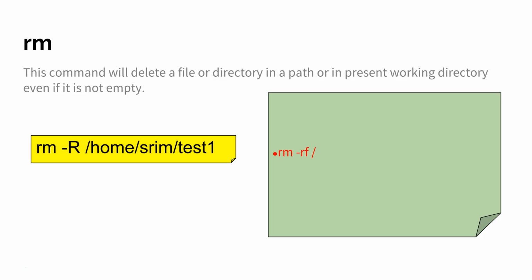Okay, remove command. This command will delete a file or directory in a path or in the present directory, even if it is not empty. Okay, so this is the command I was talking about in the previous slide. So even though there are subdirectories and files in a directory, you can straight away remove them. If you just give remove and then the directory name, it will get deleted.